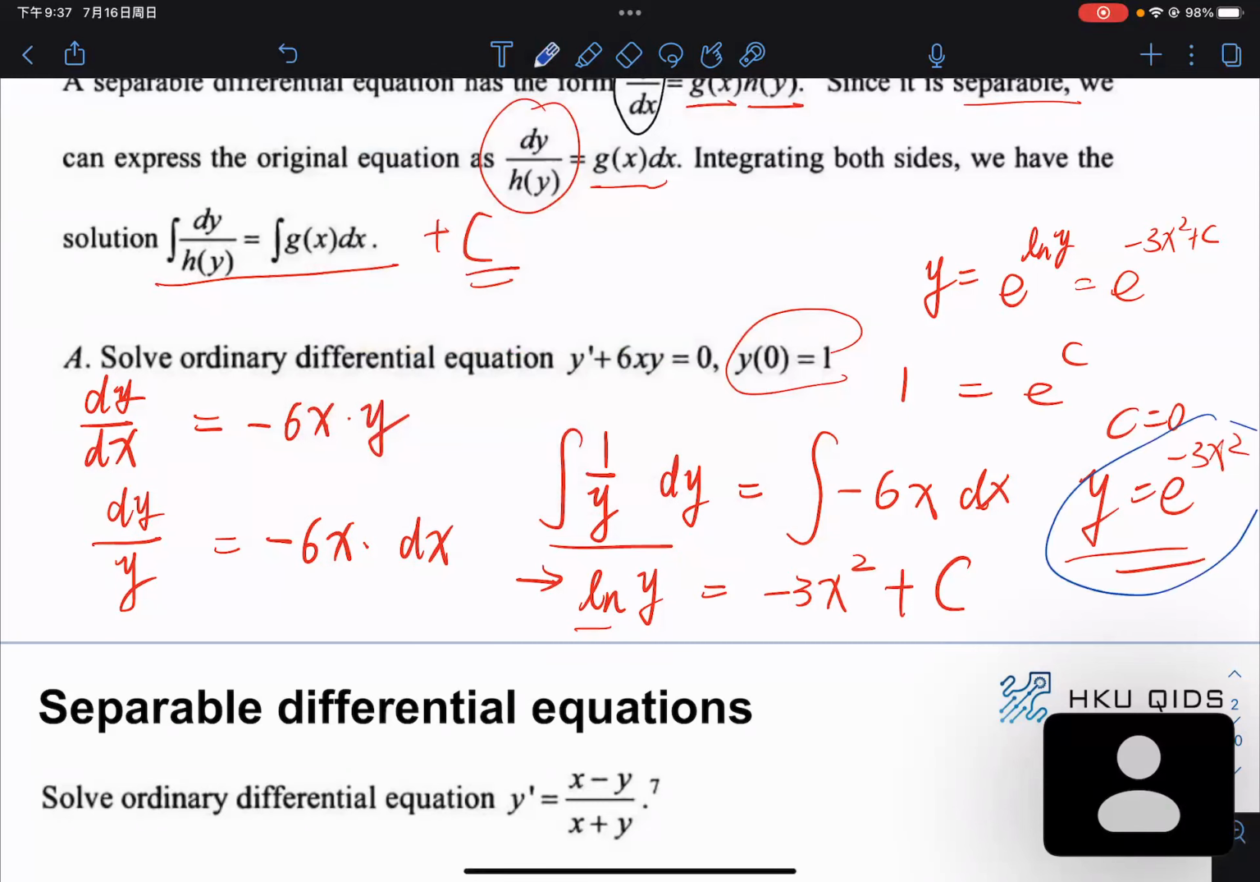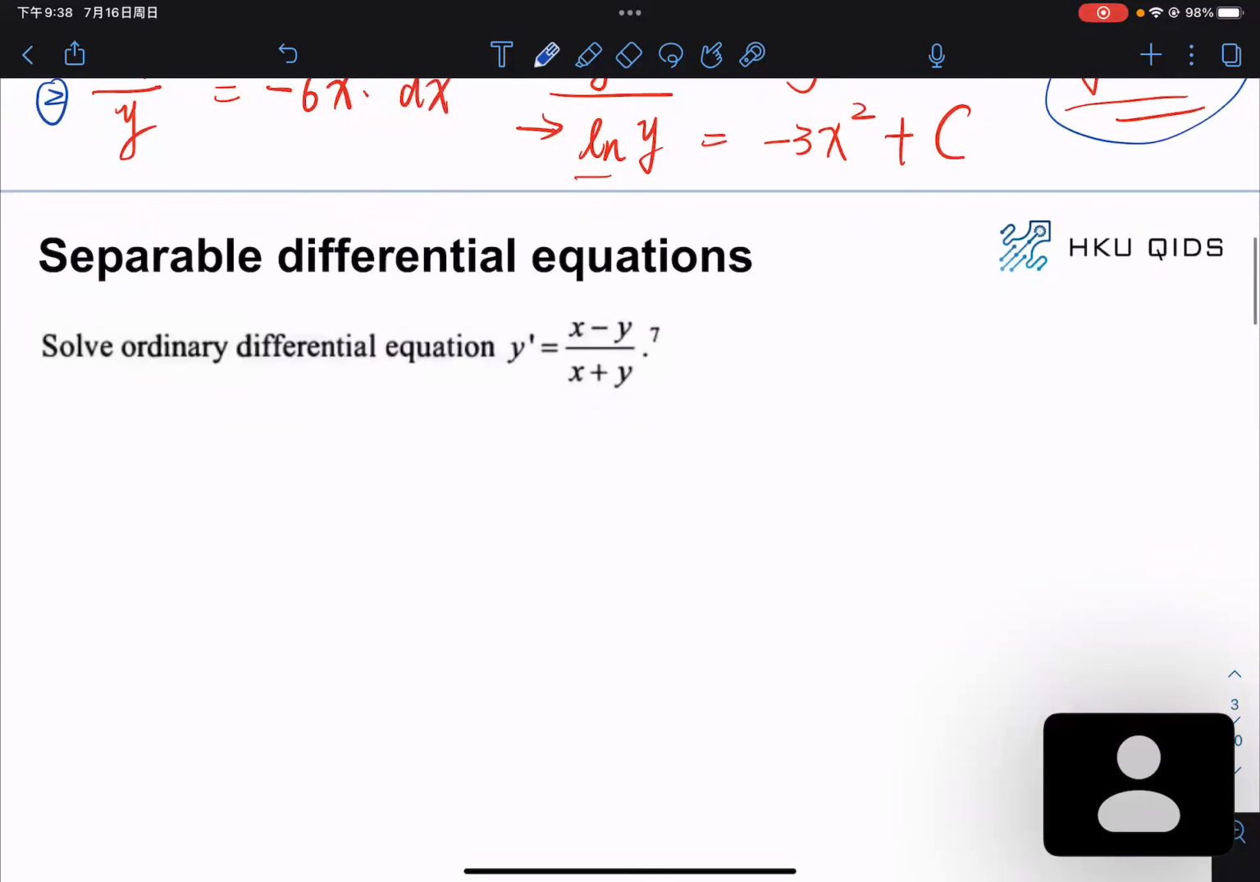You can see basically we first write it in the standard format, and then we rearrange it to put all y on one side while all x is on the other side. And then we take the integration. And if we have more information, we can determine the constant c by putting a real value into this function. So basically, this is the full standard process to solve ordinary differential equations, especially for separable ones.